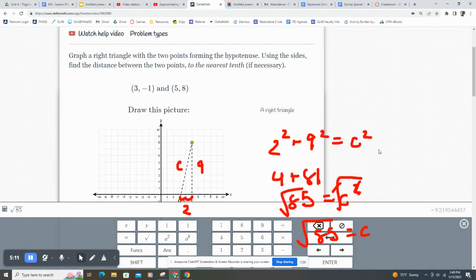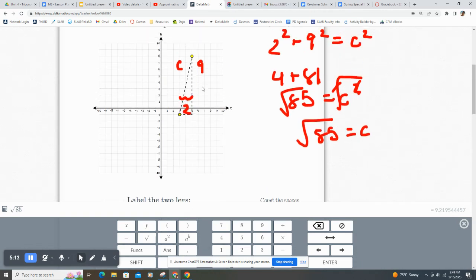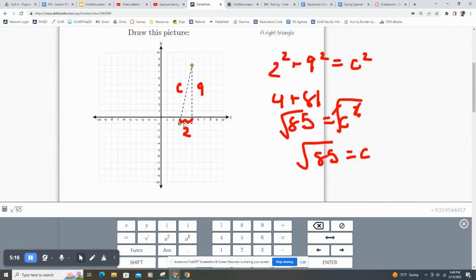And that is how you would approach a problem like this, where you are measuring the distance between 2 points on the coordinate plane that are diagonal from each other. They're not perfectly horizontal or vertical from one another.